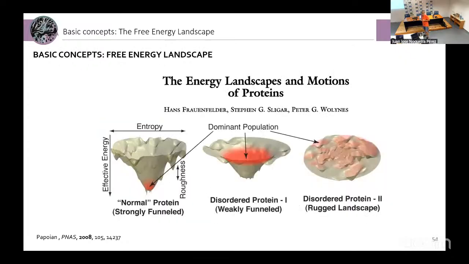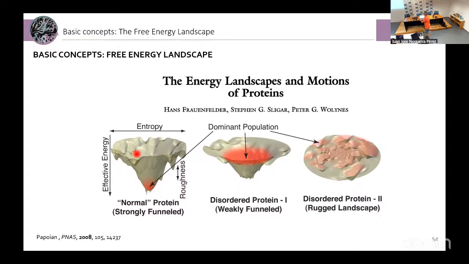Following this concept, we can represent this free energy in free energy landscapes that can have very different shapes. And these shapes provide a lot of information. This is why we want to characterize this free energy, for example, using molecular dynamics simulations, which Ferrán introduced earlier.